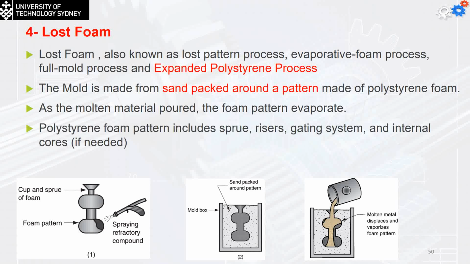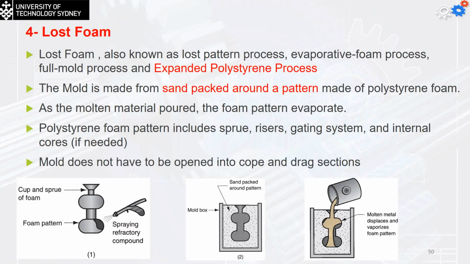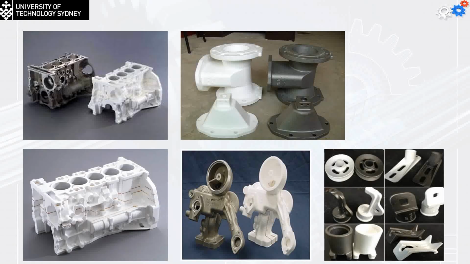So these are some of the examples. Engine block. The case for the pump. Okay, just make anything out of the polystyrene foam, fill in the box with the sand, pour the metal through the downsprue, and you get to have the part with very good surface finishing, as you can see.